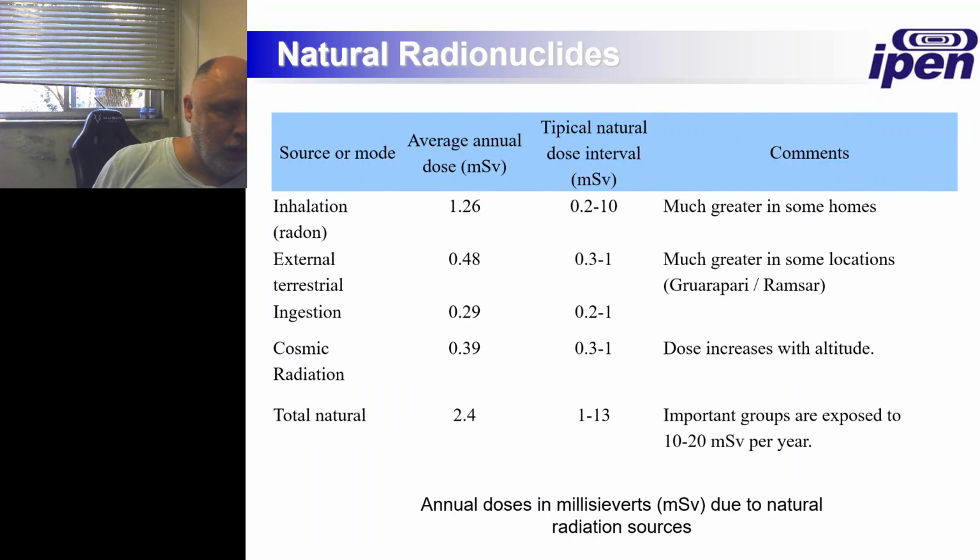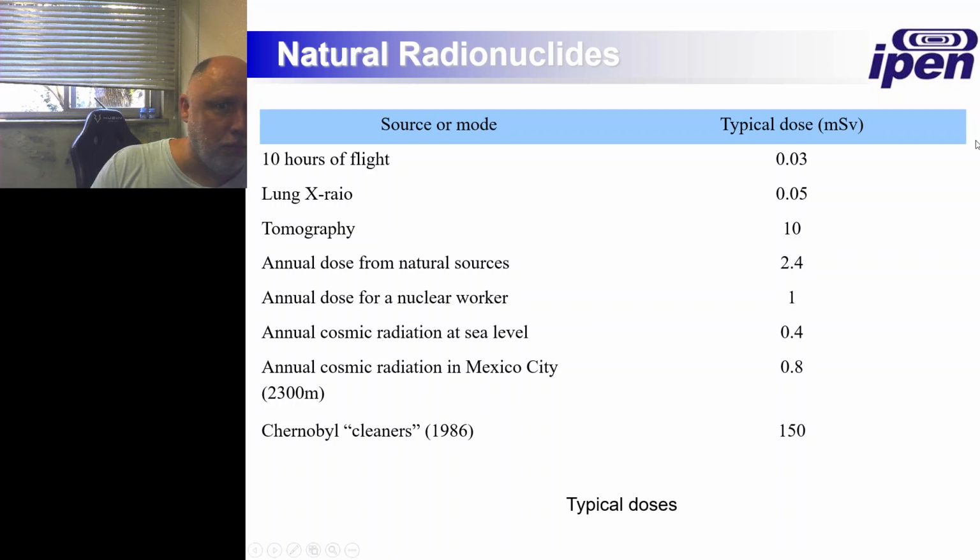We were talking millisieverts per year, now it's 0.03 in 10 hours of flight, right? A lung X-ray is more or less the same. So 10 hours of flight is equivalent to one lung X-ray. One single tomography is much more dose you'll be exposed to, right? In fact, one tomography gives you 4 times the amount of dose you would just receive by nature itself.